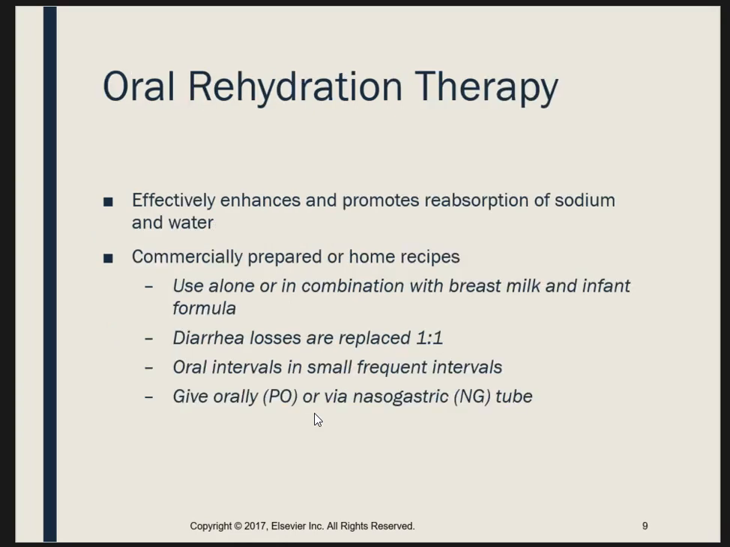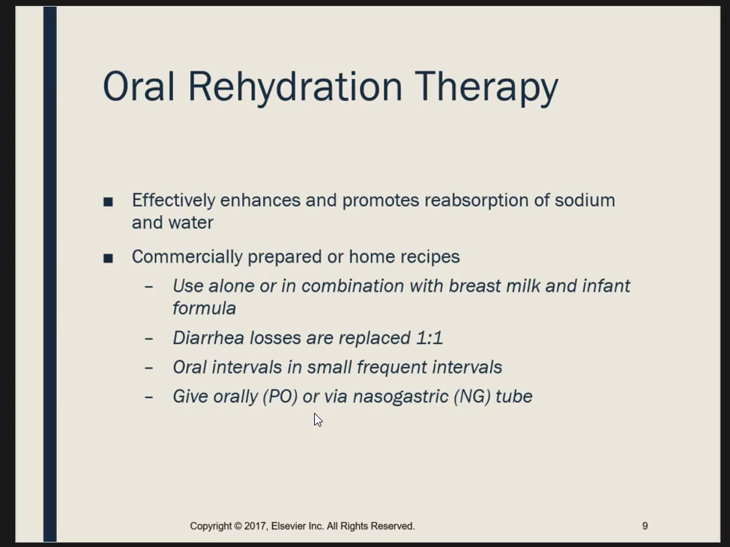So oral rehydration therapy. This can be commercially prepared, or this can be home recipes. So now we're talking like Pedialyte. I do know there's a large population of families in the state that believe in doing their own home remedies. From the nursing and provider standpoint, we can only recommend best practices and assess for safety in what's being provided, and give our education as best as we can for that.